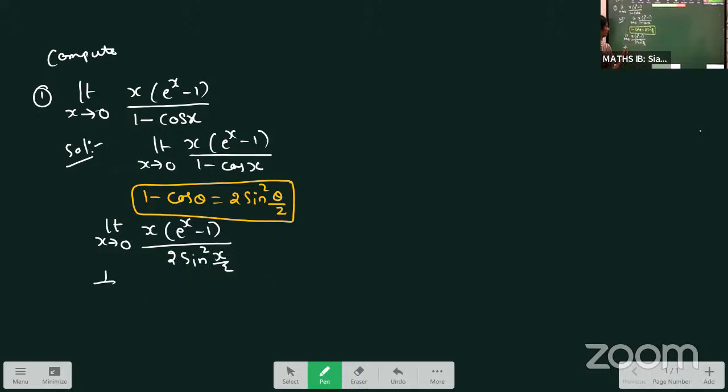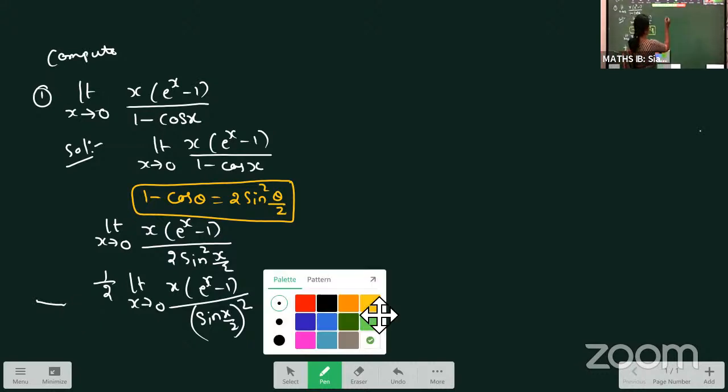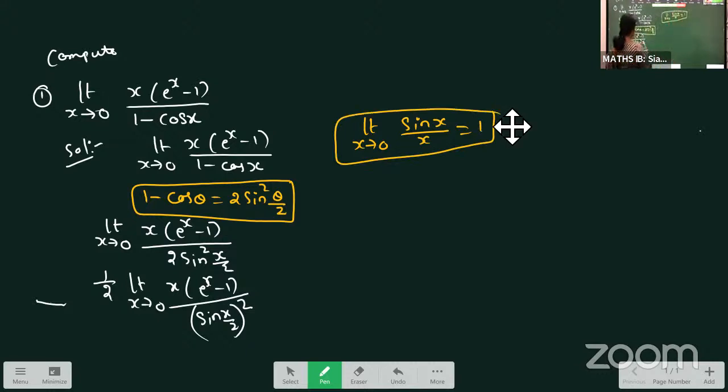Write this 1 by 2 outside the limit. Limit x tends to 0, x into e power x minus 1 by sin square x by 2. We can write sin square x by 2 as sin x by 2 whole square. As per the limits formula, limit x tends to 0, sin x by x is equal to 1. By applying this here, we want sin x by 2 whole square, so the denominator also should have x by 2 whole square.